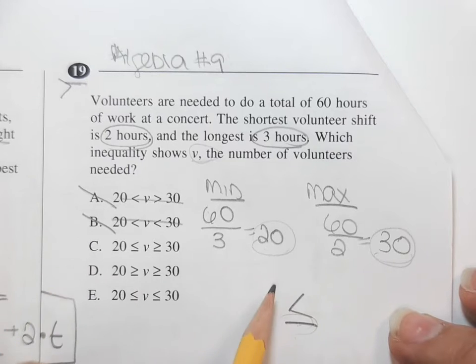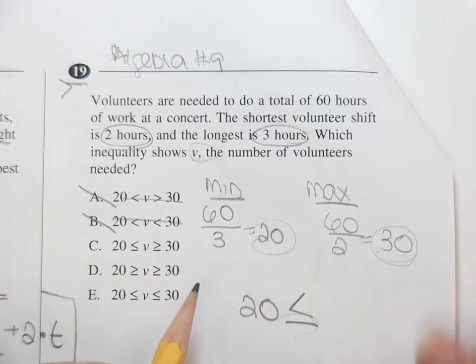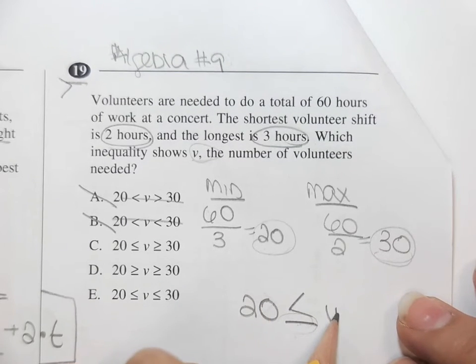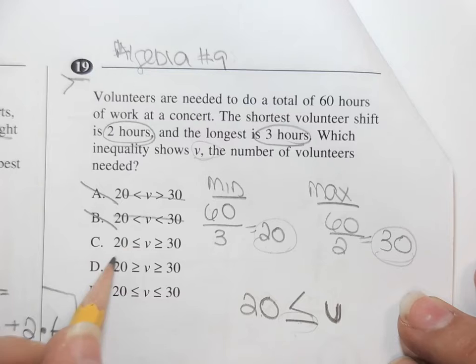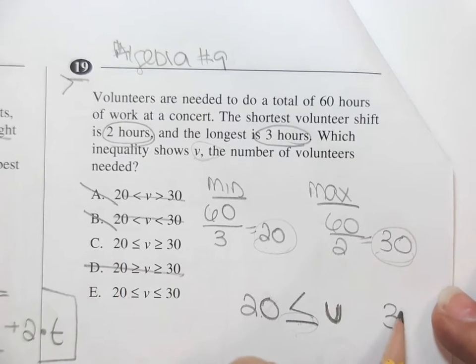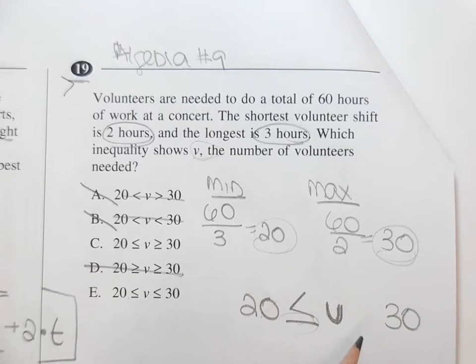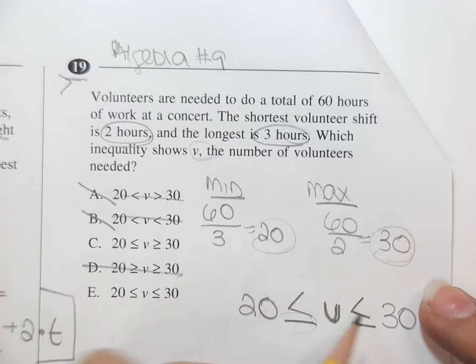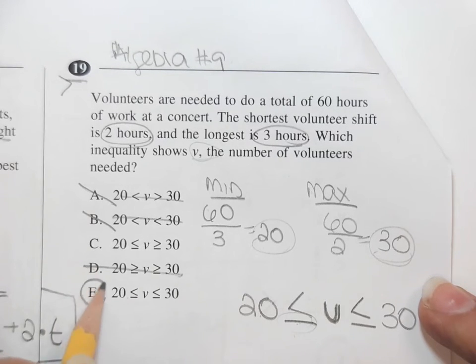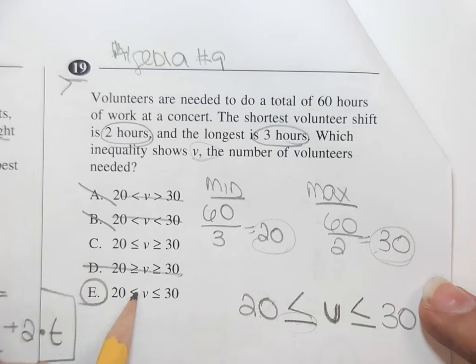Then I'm going to look and say, well, 20 is the absolute smallest number of volunteers that I can have if everyone works 3 hours. So my volunteer number is going to be greater than or equal to 20, or 20 is going to be less than or equal to the number of volunteers. So I know that I can't have D. It has to be one of these two. And I know that 30 is going to be the absolute maximum number of volunteers. So my volunteers is going to be less than or equal to 30. So I know that my correct answer is E. 20 is less than or equal to V is less than or equal to 30.